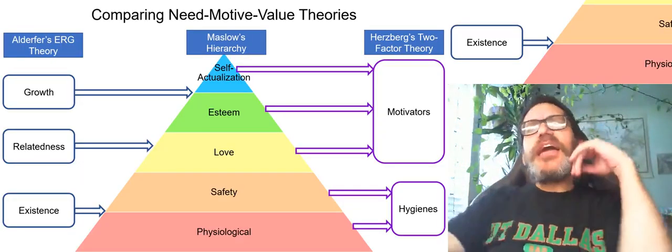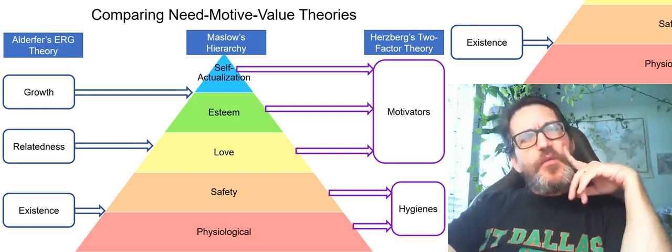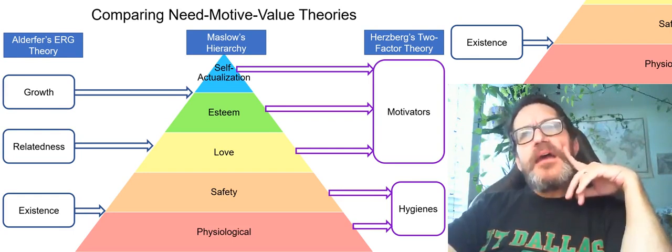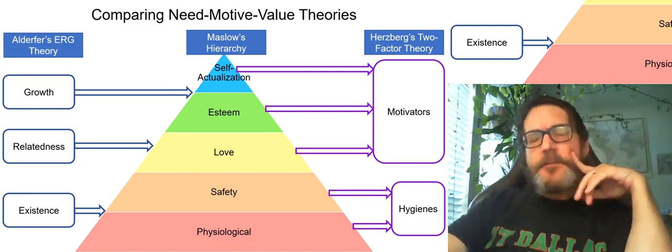These things. So if we lay these 3 theories together, we can see Maslow's pyramid up the middle, Alderfer's 3 levels of needs and about where they correspond, and then Herzberg's 2 factors, and you can see where they basically fall.